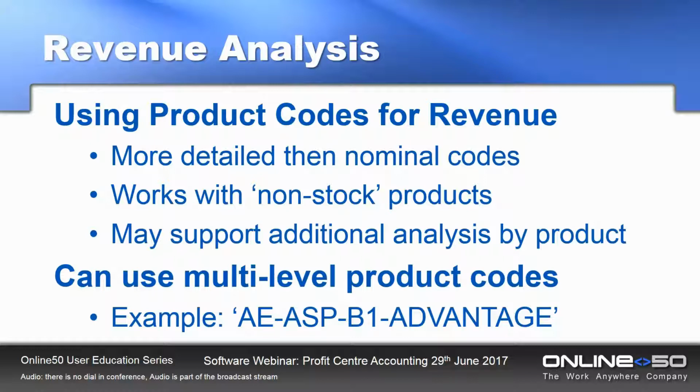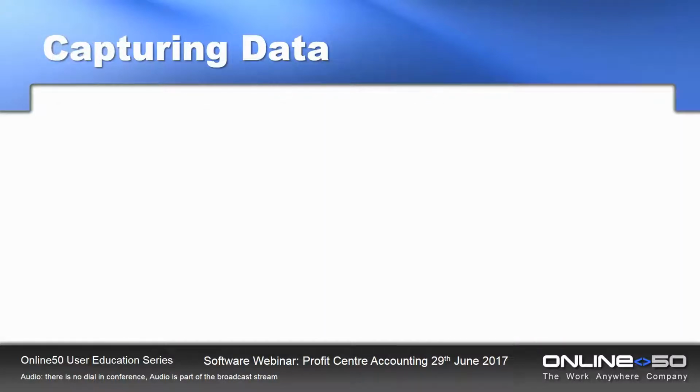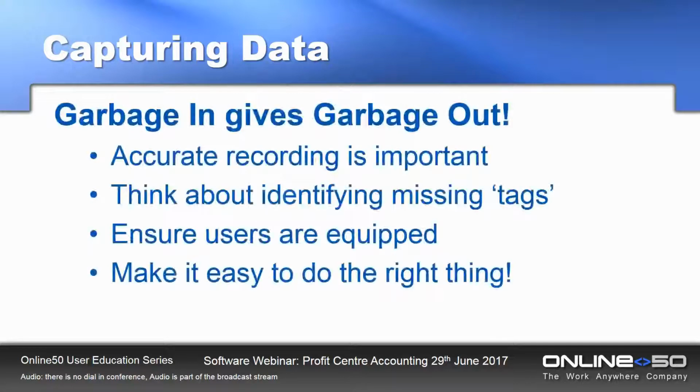Okay, so once we're set up to capture the data that we need, we need to make sure that our users are equipped to capture that. So we've designed how we want to capture it. We understand what information we're going to get, but we need to have useful information out. So if we want useful information out, we've got to make sure we've got accurate information in. Garbage in, garbage out is a well-known saying in the IT industry.